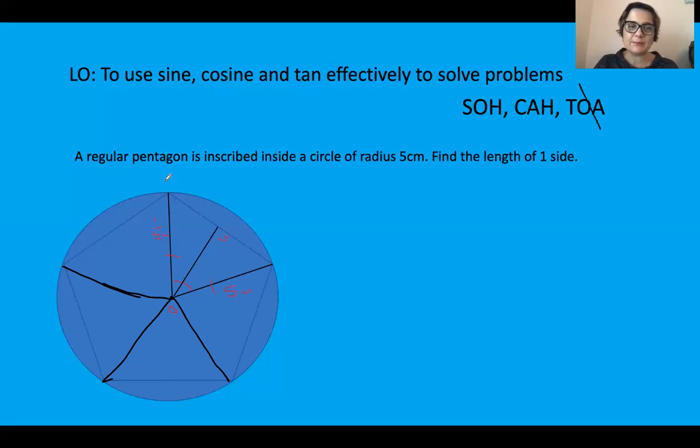So if I label this one as angle A or B, you can use a calculator if you want. Angle A or B is going to be 360 divided by 5, which equals 72 degrees. And this is from the rule angles around a point.